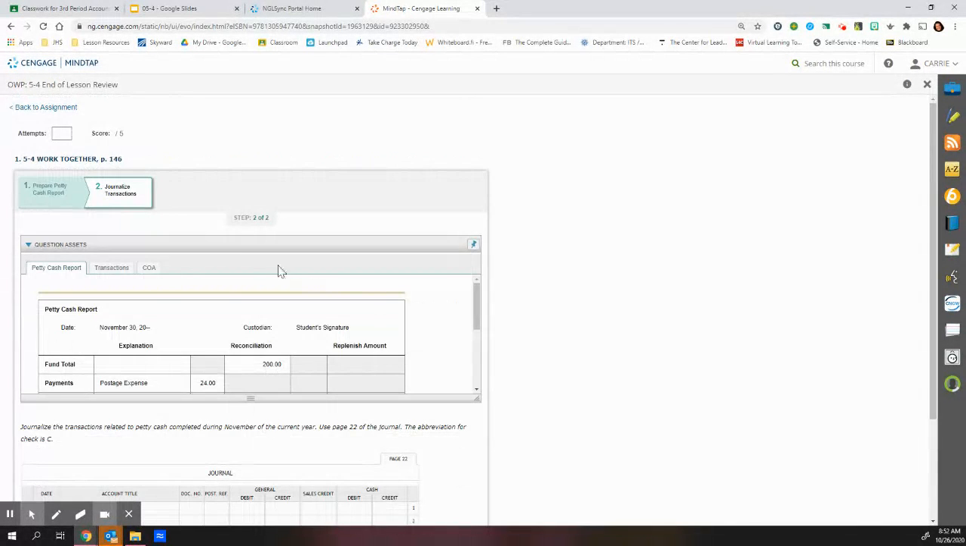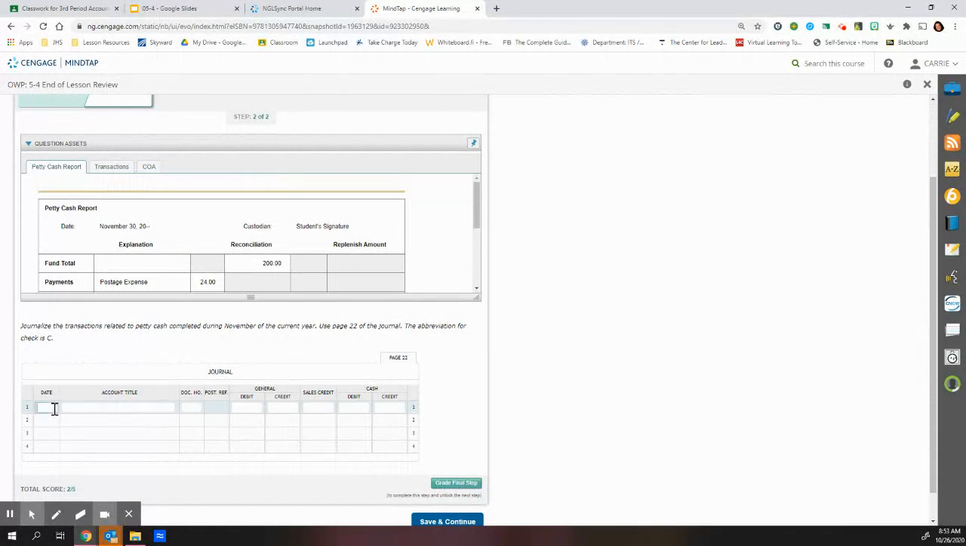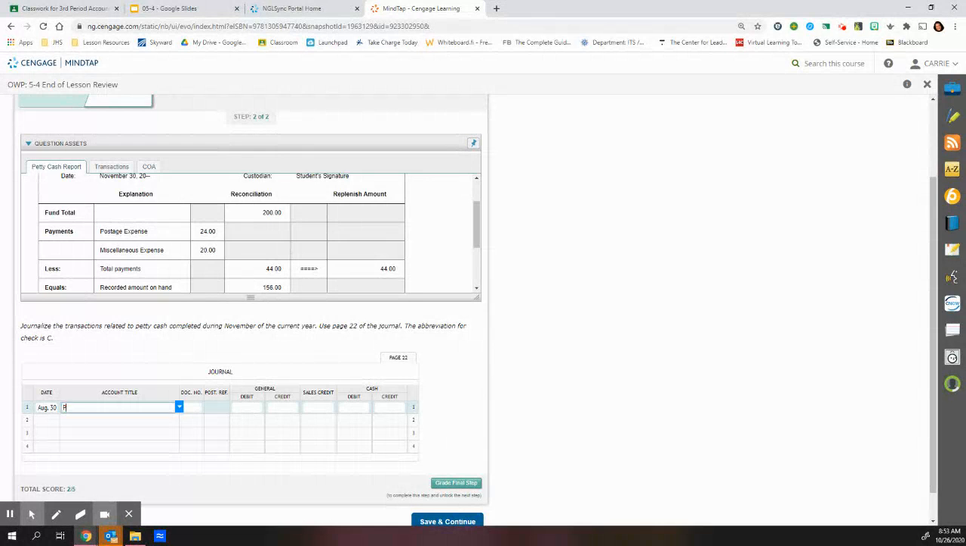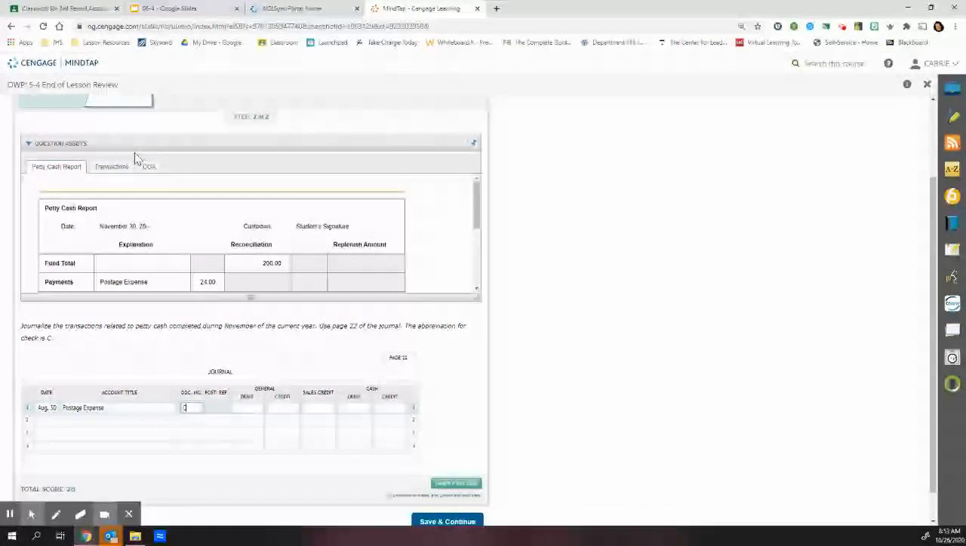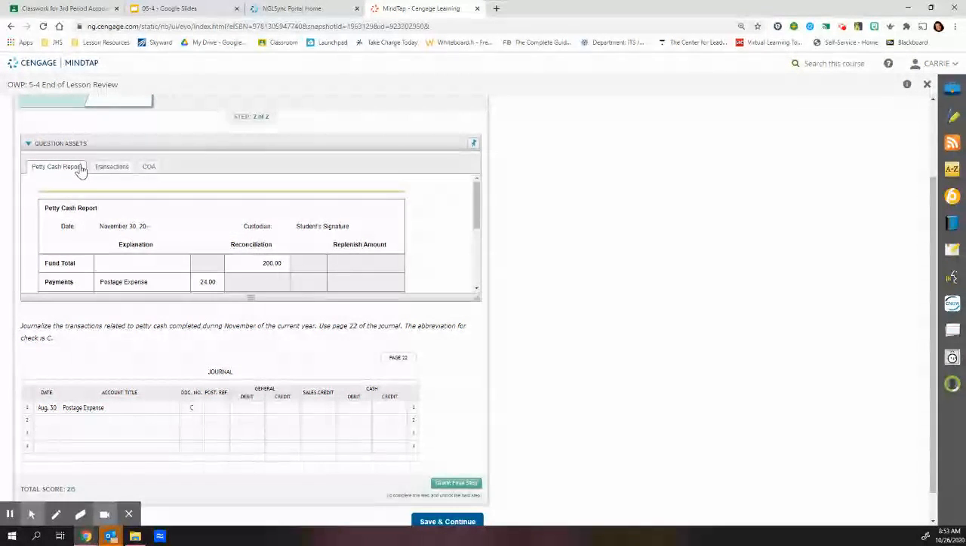Now let's go to the next step, and we're going to journalize it. They give us all the information we need. So we're doing this on November the 30th. And so we are writing a check for postage expense. And this is check number... it actually doesn't tell us what check, so let's look at transactions. Oh, look, I messed up. So why did it say August 30th? Oh, I guess it's November 30th.